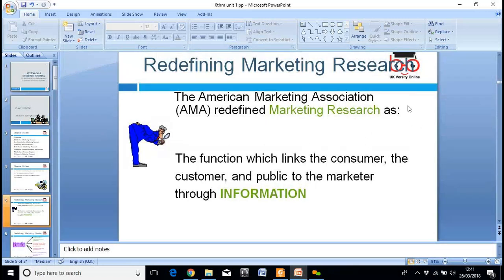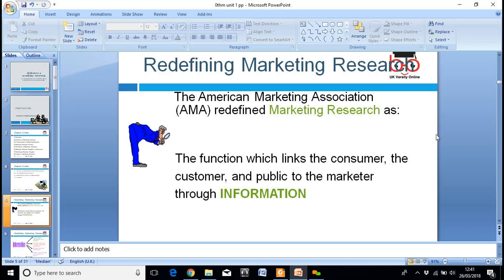Some of the research for this PowerPoint has been done through the American Marketing Association because they have a lot of information with regard to marketing research. It's a function which links the consumer or the customer and the public in general to the marketer through information. So I think we can see from what I've said up to now that it is an information gathering process.